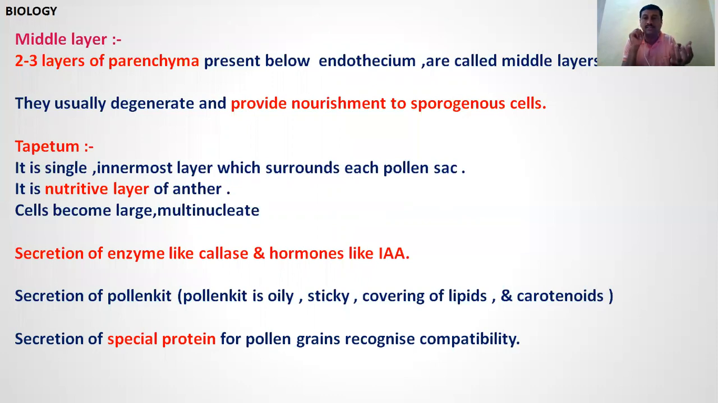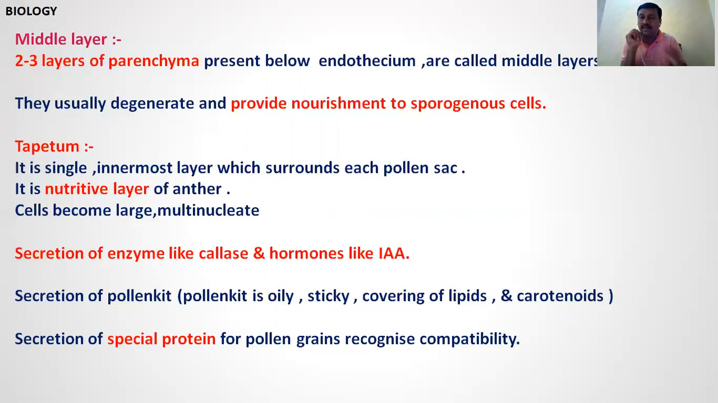त्या स्पोरोजिनस सेलला म्हणजे मायक्रोस्पोर मदर सेलला डेव्हलपमेंटसाठी एनर्जी प्रोव्हाइड करण्याचं काम मिडल लेअर करते. And hence it is also called the nutritive layer because they also provide energy to the sporogenous cells. And after they develop the pollen grains, they stop providing nourishment food, and these middle layers usually degenerate.